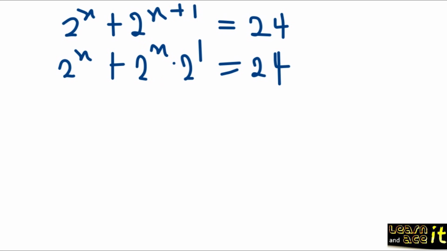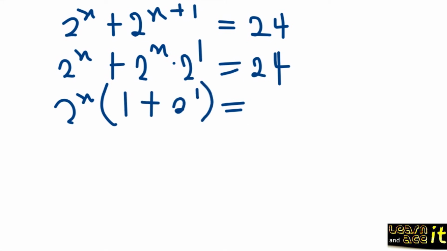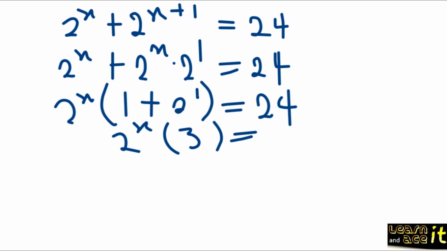Alright, and then from here I can take out the highest common factor of 2 to the power of x, and that will leave me with 1 plus 2 to the power of 1 equal to 24. And then what is 1 plus 2? That will give me 3. Alright, and then that is multiplied by 2 to the power of x equal to 24. And then what is 24 divided by 3? That is going to give us 8. So that is equated to 2 to the power of x.